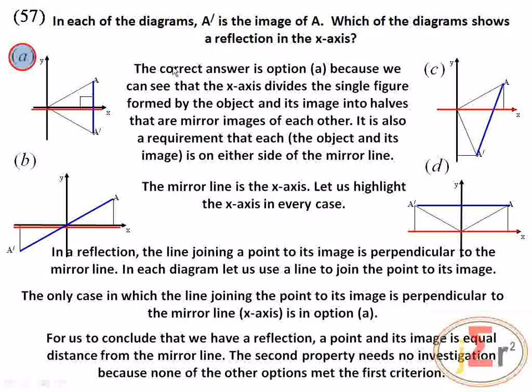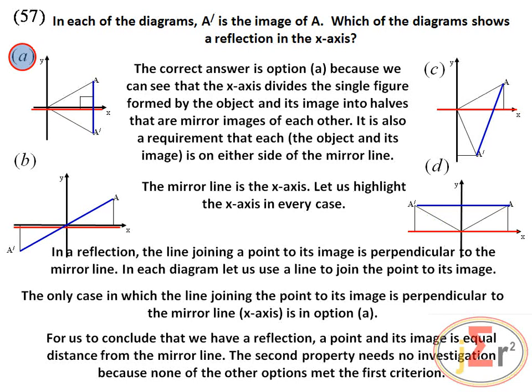For the setup to be a reflection, the line joining a point to its image must be perpendicular to the mirror line. For us to conclude that we have a reflection, a point and its image must be an equal distance from the mirror line. The second property needs no investigation because none of the other options met the first criterion.